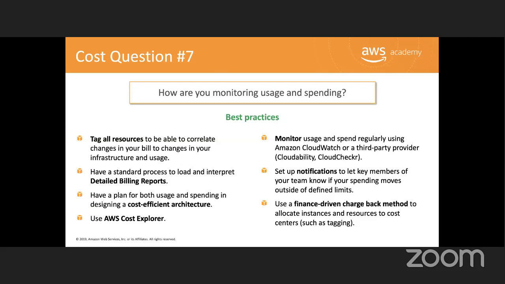How are you monitoring usage and spending? Tagging. Remember tagging? Lots of questions about this one. Tag all resources to be able to correlate changes in your bill to changes in your infrastructure and use. Cost allocation tags, that's very important. You can save money by tagging. Have a standard process to load and interpret detailed billing reports. Have a plan for both usage and spending in designing a cost-efficient architecture. Use AWS Cost Explorer.